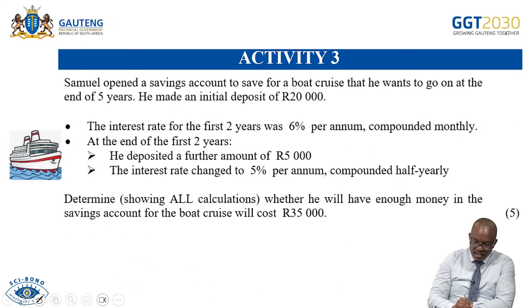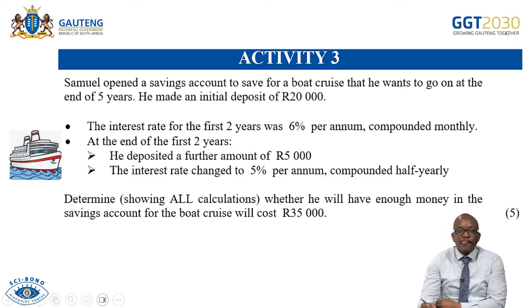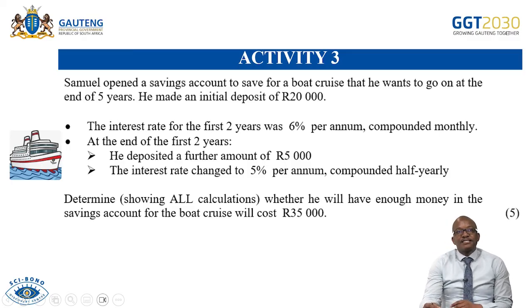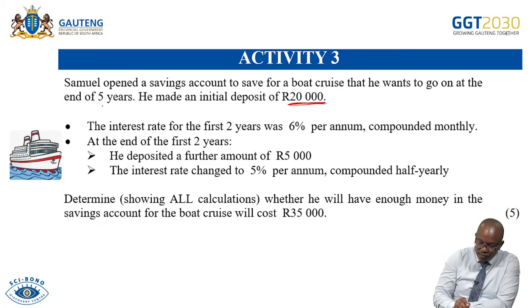Okay? So now let's move to our activity 3. In activity 3, we still have to read the scenario, analyze it, and use our timeline. It's helpful for us to deal with it in this manner. So they're saying Samuel opened a savings account to save for a boat cruise that he wants to go on at the end of 5 years, correct? And then he made an initial deposit of 20,000. Right. So now, the scenario is very clear.